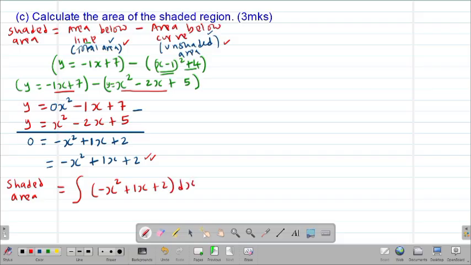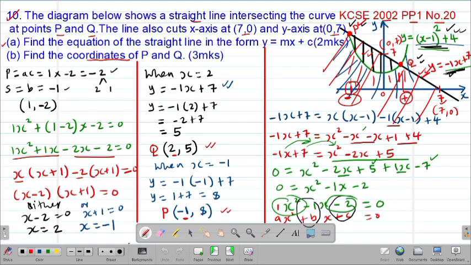But the question is, what are our limits of integration? The limits of integration will be represented by the x coordinates of the points of intersection of the line and the curve. So the curve and the line are intersecting at points P and Q. Therefore, the limits of integration will be the x coordinate of P and the x coordinate of Q. The x coordinate of P was negative 1, and for Q was 2.